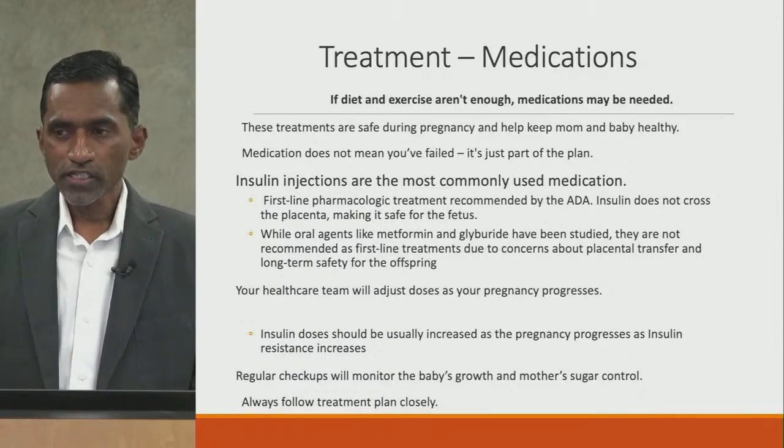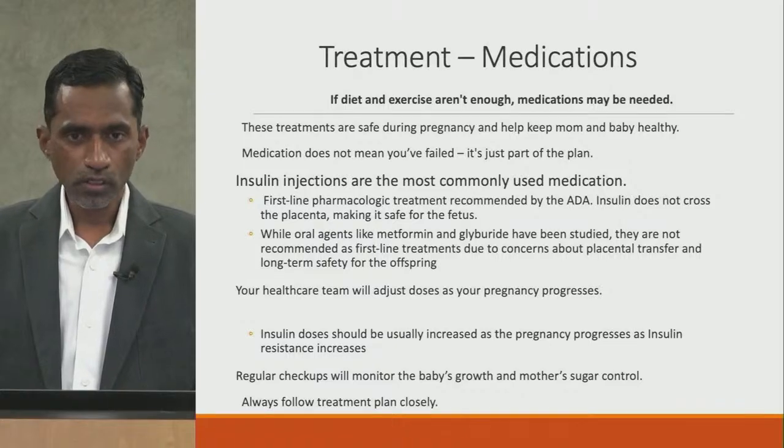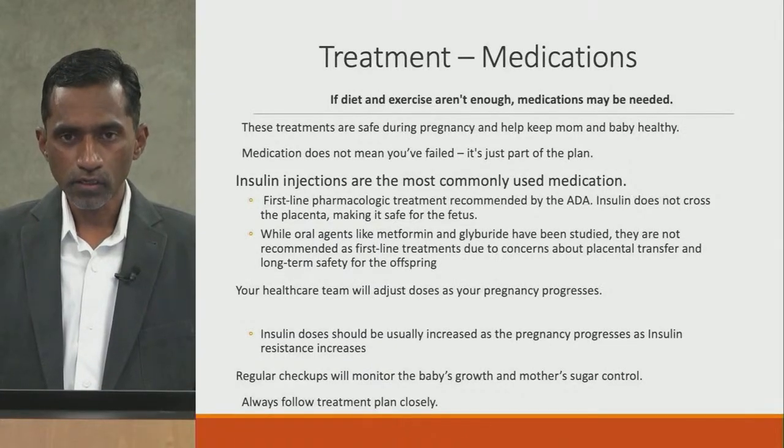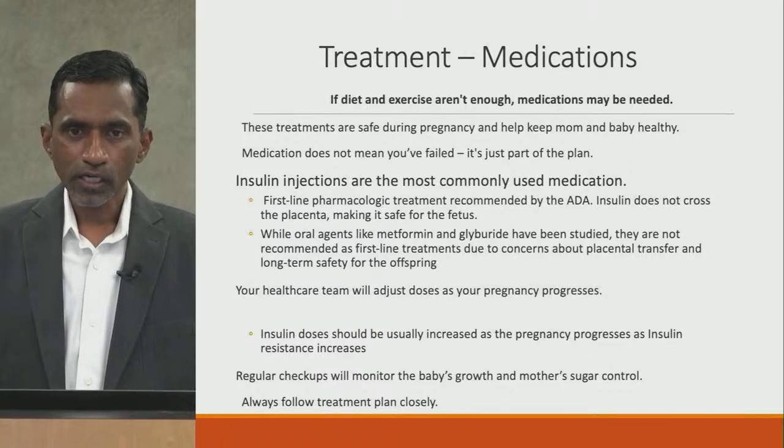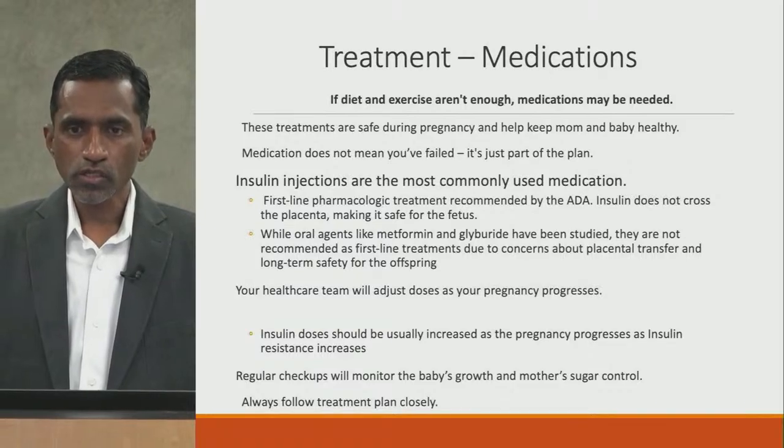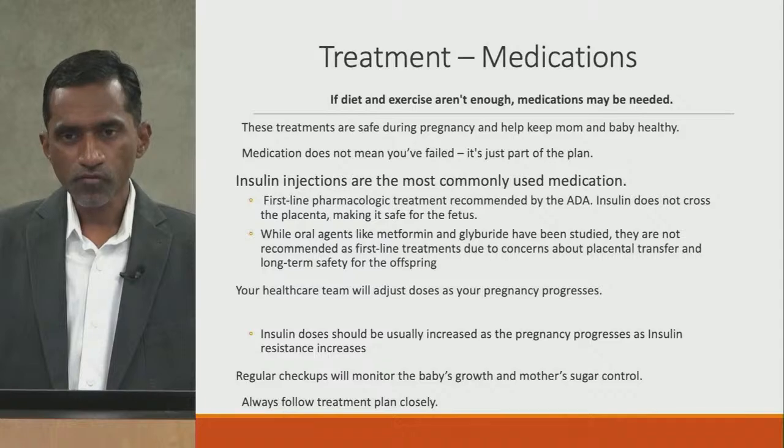While oral agents like metformin, which is a very common drug used in type 2 diabetes, and also glyburide, another medication which is used in type 2 diabetes, have been studied, they're not recommended as first line treatment due to concerns about placental transfer to the baby and the long-term safety on the offspring.